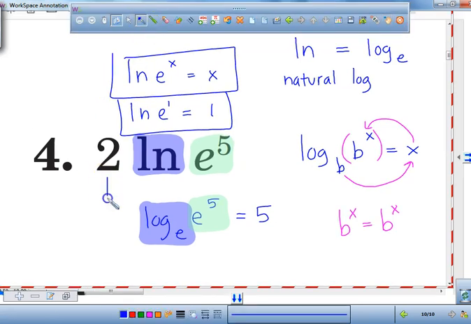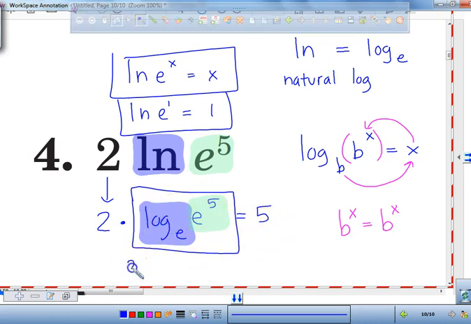All right, to finish this problem, we're going to bring down the 2. This means 2 times all of this. Well, if all of this ends up equaling a 5, your answer is just 2 times 5, which is 10. Okay? So your final answer for number 4 is 10.